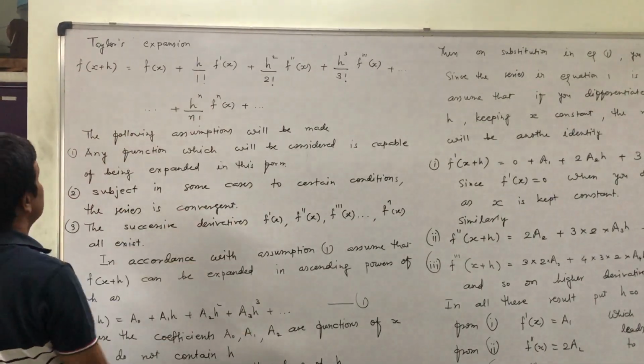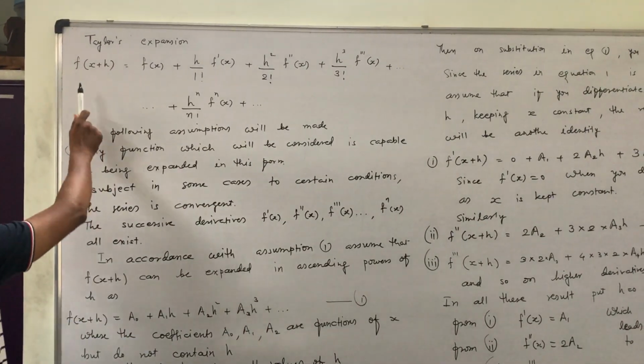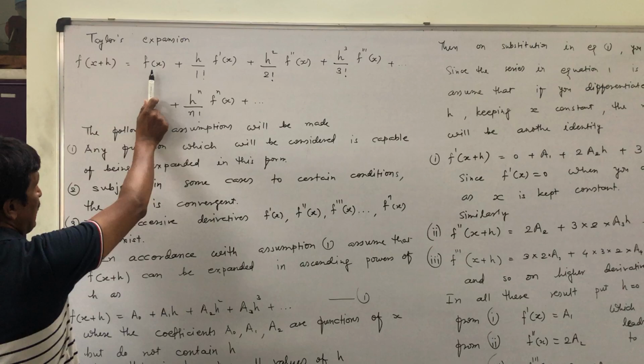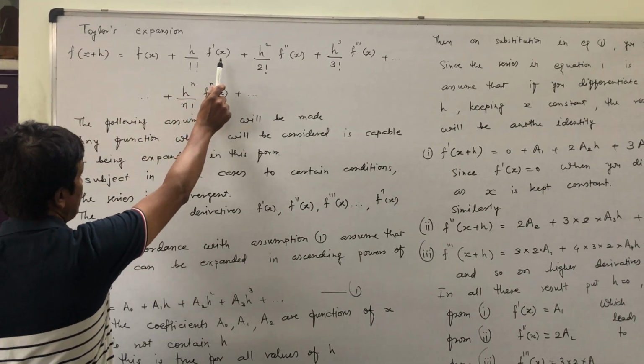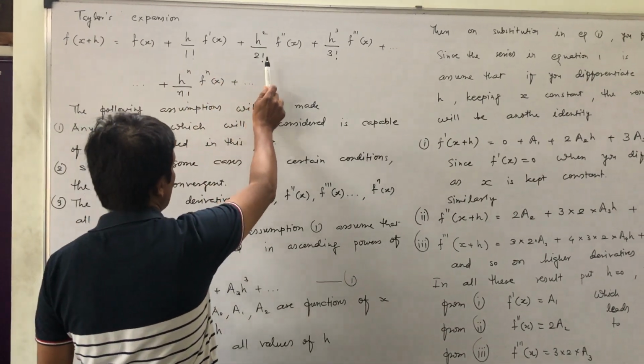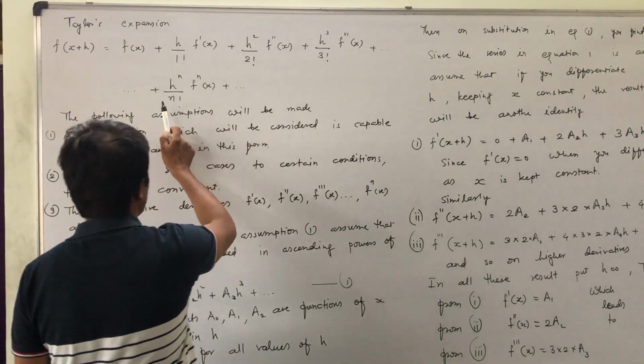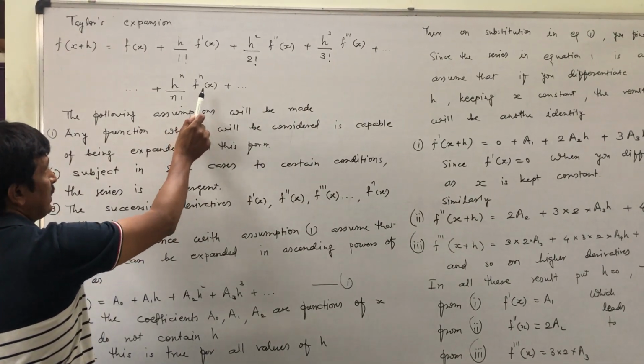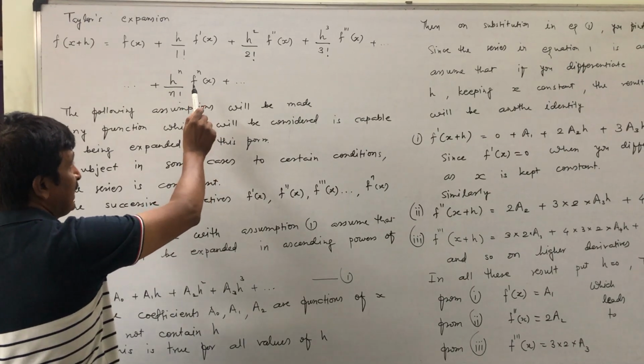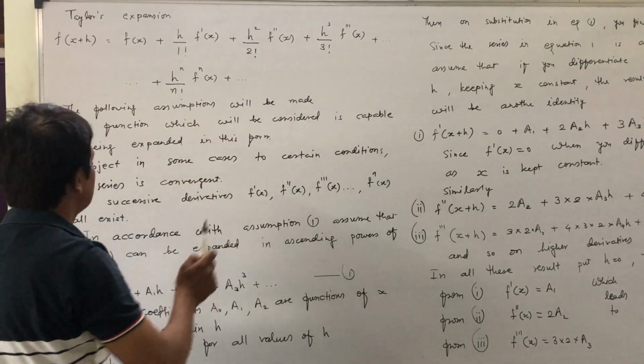Taylor's expansion. f(x+h) = f(x) + h/1! f'(x) + h²/2! f''(x) + h³/3! f'''(x) + and so on, hⁿ/n! fⁿ(x), that is the nth derivative, plus and so on.